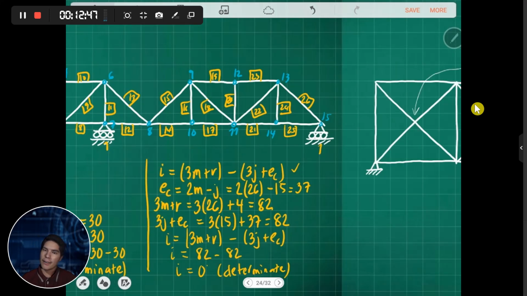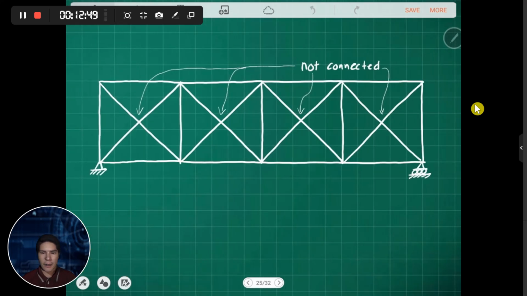Okay, so another example here. The bracing is not connected, so it is just overlapping. So let's try to count, the number of reactions first. We have 2 for the pin, and for the roller we have 1. So we have 2 plus 1, a total of 3.